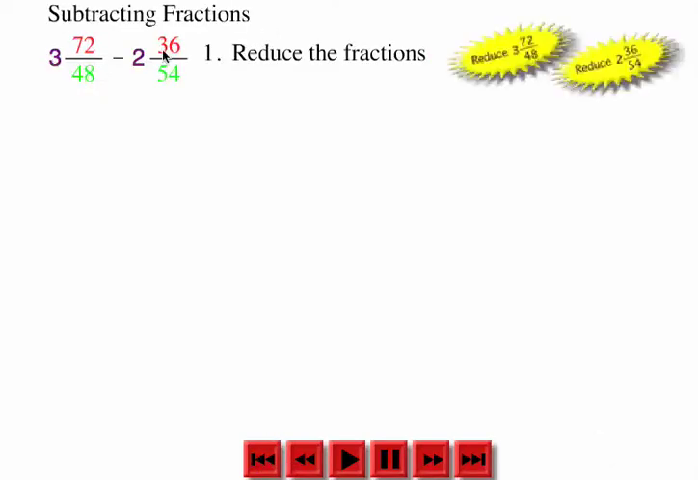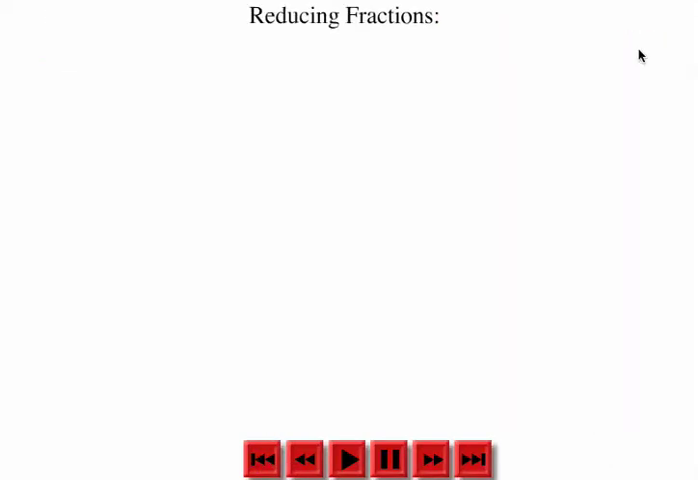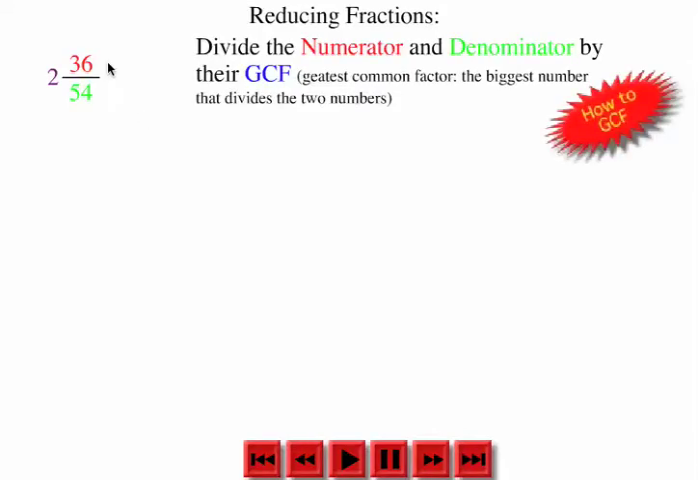Okay, we want to reduce the 36/54 as well. So to reduce that, we divide the top and bottom by the greatest common factor, which in this case is going to be 18. So dividing 36 by 18, we get 2. Dividing 54 by 18, we get 3. So 2/3.